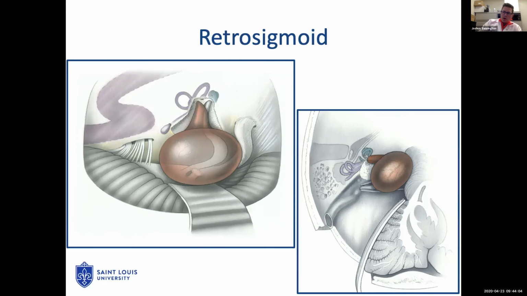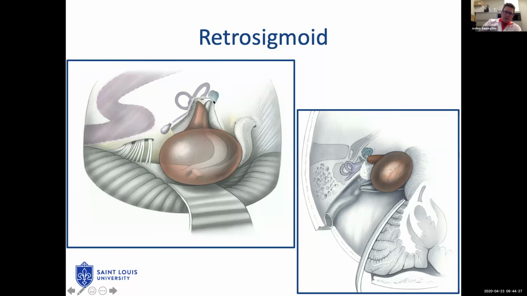These approaches are marvelous for CP angle extent of tumors. One of the issues that you can have with them is the extent of intracanalicular extension. So for a retrosigmoid, we're going to be behind the sigmoid right here. And so the placement of that sigmoid can be important with how much exposure that you get.